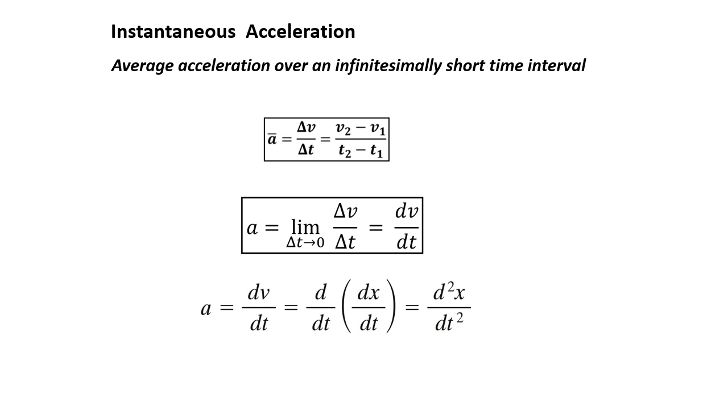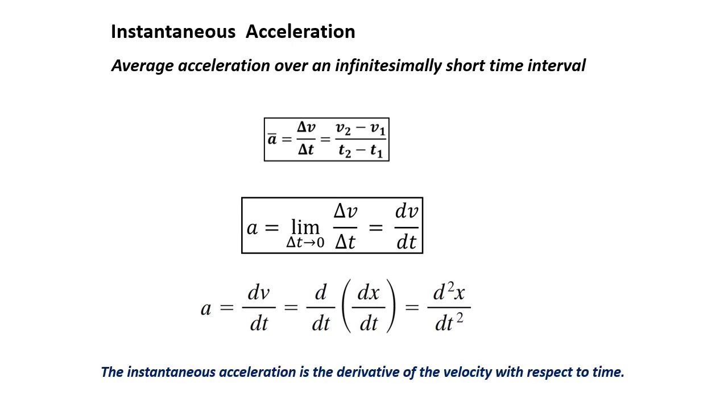So d by dt of dx by dt is equal to d square x by dt square. So if you want to find acceleration, you can use the position function and differentiate it 2 times, you can get acceleration. Velocity function, if you differentiate once, you will get acceleration. Position function, you need to differentiate 2 times.